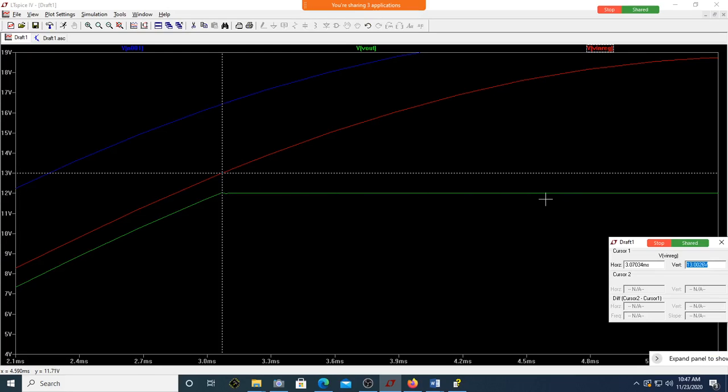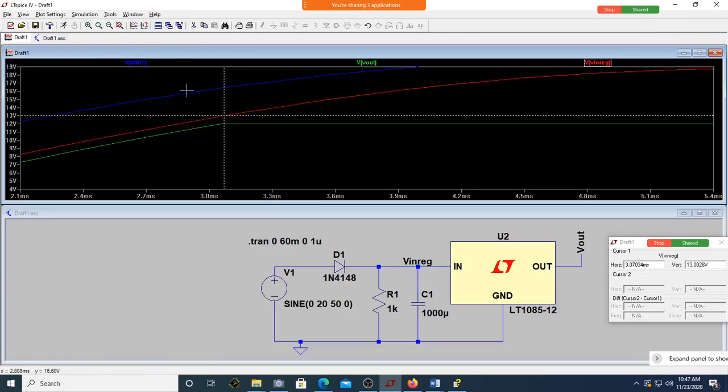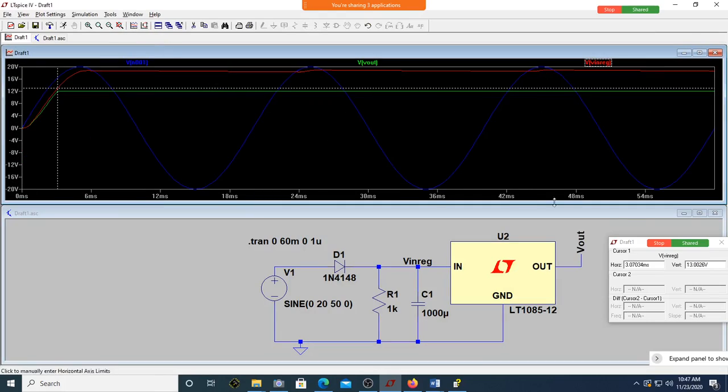This is the exact value upon doing the simulation. If you apply less than that, the output voltage will not be regulated. Is that clear? Yes, sir. Thank you. Is that clear to all of you? Any questions over here? Make it fast.